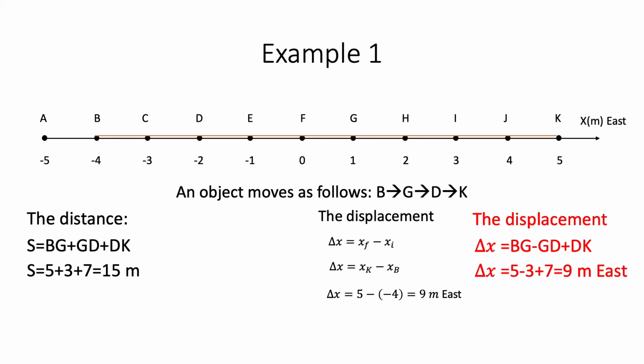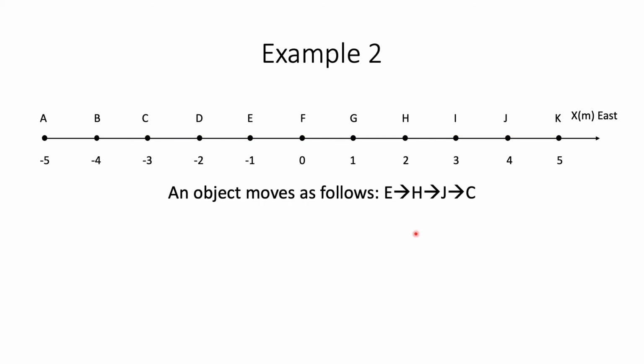Another example. An object moves from E to H to J to C. The distance will be EH plus HJ plus JC.